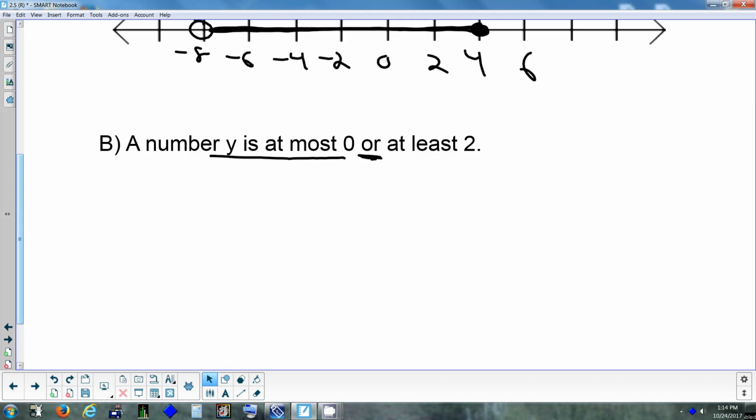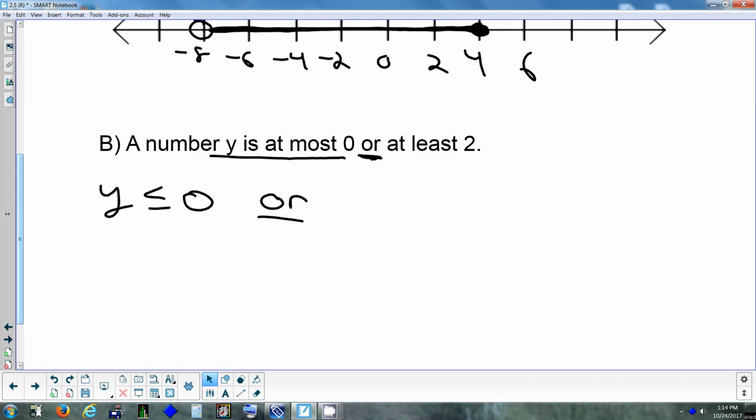At most means, look, this is the upper limit. At most, I'm going to give you $10. I'm not giving you more than that. Or at most, you have 20 minutes to take the test. That means at most or less. Less than or equal to. So y is less than or equal to 0.